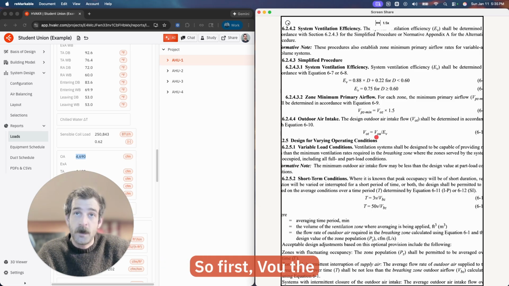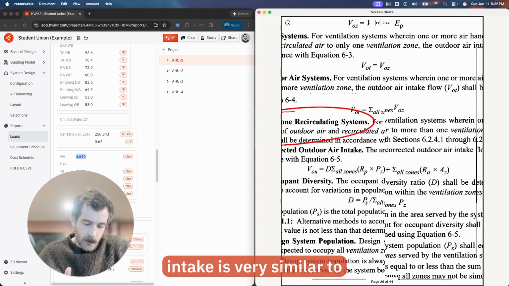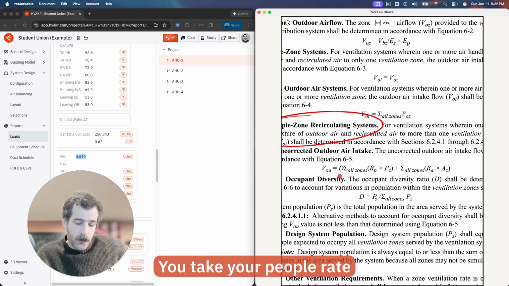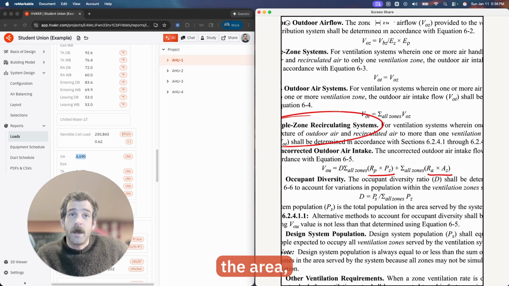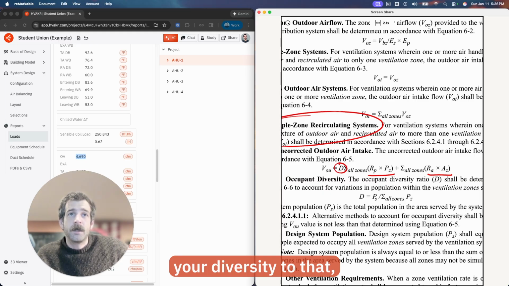So first, VOU, the uncorrected outdoor air intake, is very similar to calculating VBZ. You take your people rate times number of people and your area rate times the area, and you sum those up. Except with your people rate, you are applying your diversity to that, your occupant diversity. And that's how you're going to get your uncorrected outdoor air intake.